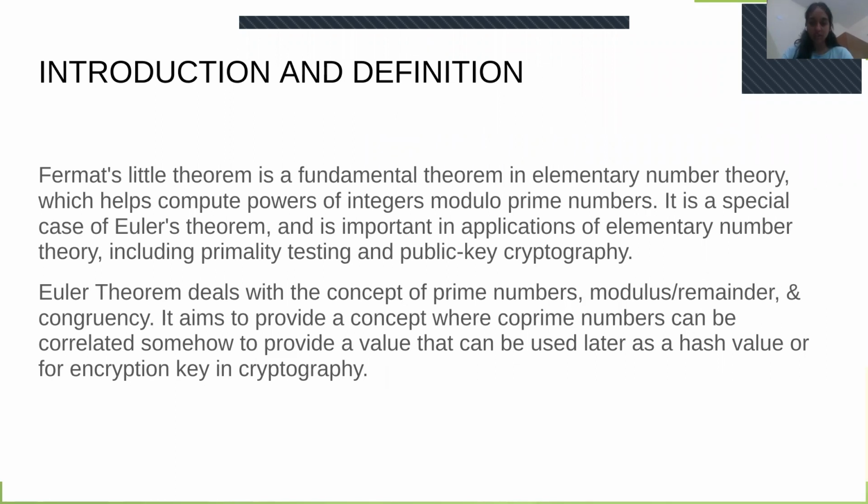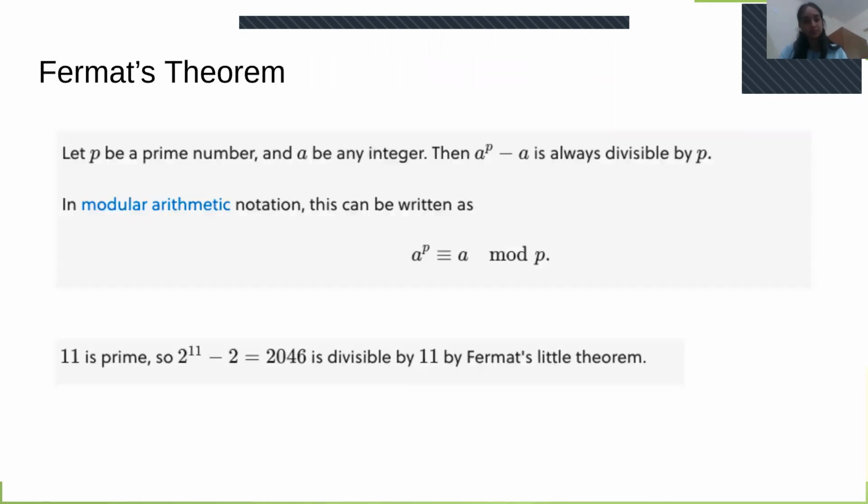So both of these theorems deal with prime numbers, integers and modulo operations, and both of them play a key role in the domain of cryptography, which ultimately impacts the technology of blockchain in one way or the other. And both of these theorems are technically interrelated because Fermat's little theorem is just an extension of Euler's theorem. So we'll see how. First of all, we'll deal with Fermat's little theorem and then we'll deal with Euler's theorem.